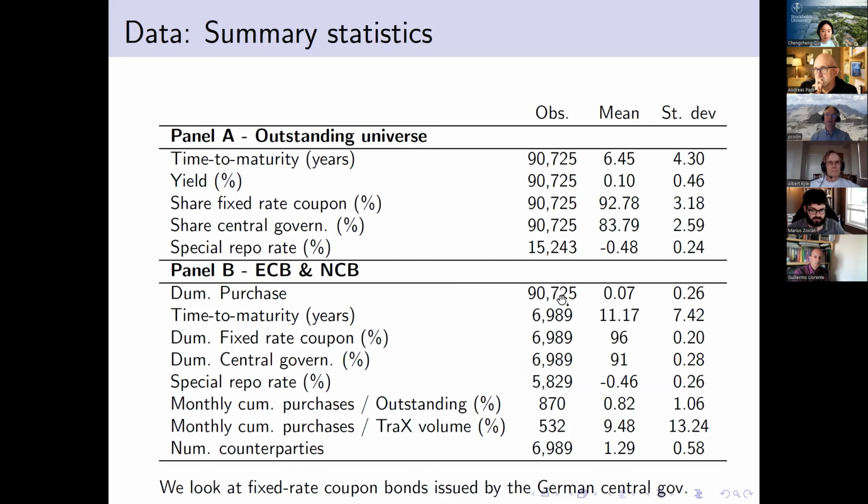I'm not going to spend too much time, in the interest of time, on summary statistics, but I just want to say that most of the purchases they're doing are in fixed rate bonds issued by the central government as opposed to the states, and point out that the average number of counterparties that they trade with in 1 day is typically 1. So it's 1.29. So on most of their trades, they actually trade with only 1 counterparty within a day.